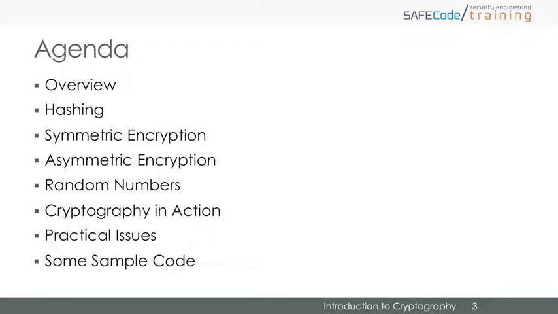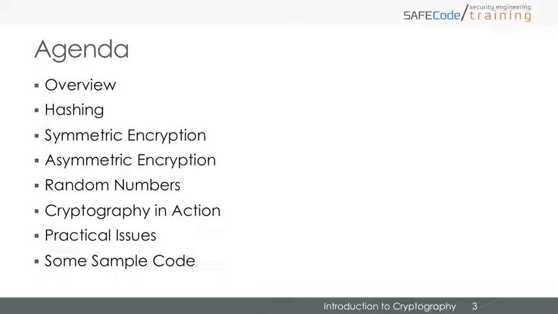Our agenda starts with an overview of cryptography and continues with an explanation of hash functions. We'll describe the differences and the correct uses of symmetric and asymmetric encryption techniques. Next, we will discuss the concept of random numbers and its significance in cryptographic algorithms. Additionally, we'll show some examples of cryptography in action.